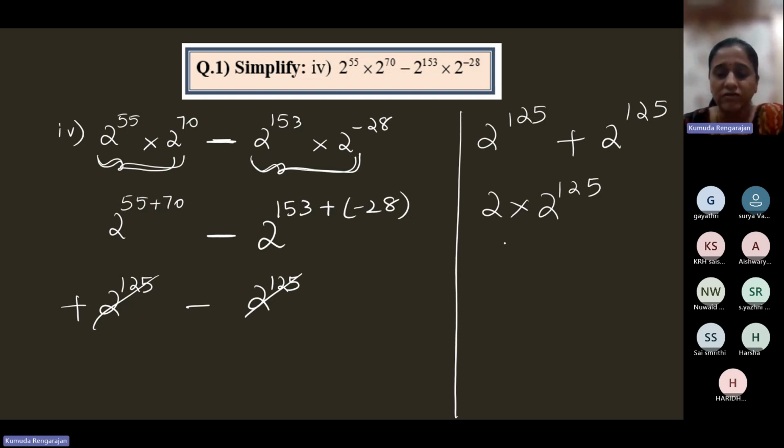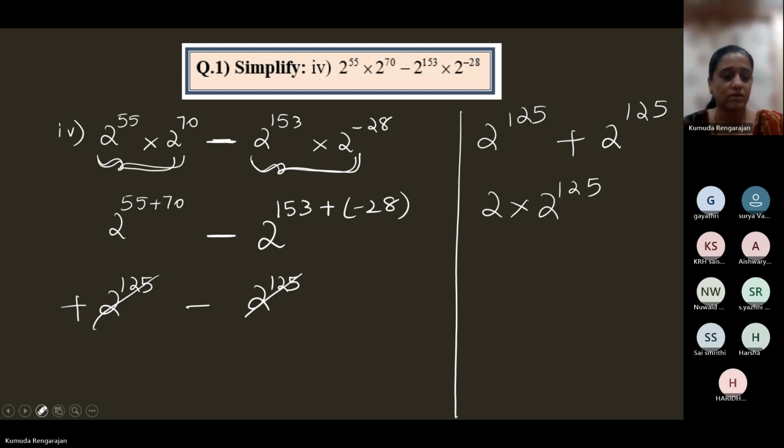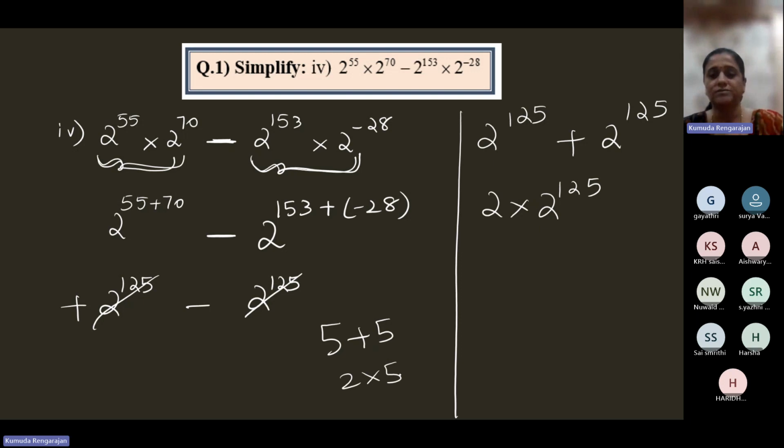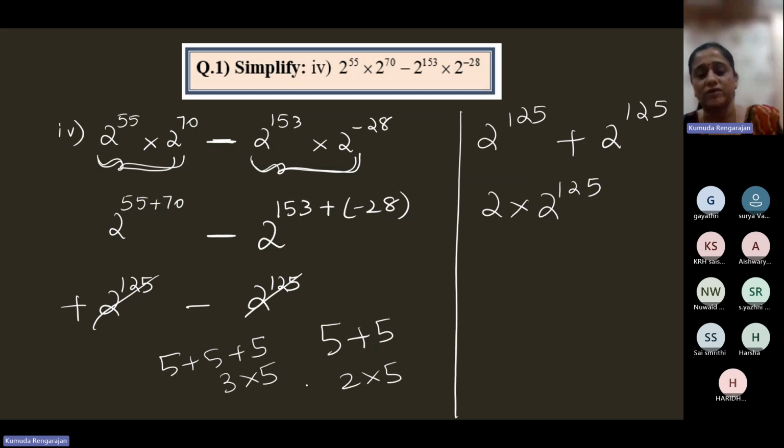Let me explain with an example. What is 5 plus 5? It's 2 into 5, which is 10, because repeated addition is multiplication. And what is 5 plus 5 plus 5? It's 15, which is 3 into 5, 5 taken 3 times. Yes, ma'am.